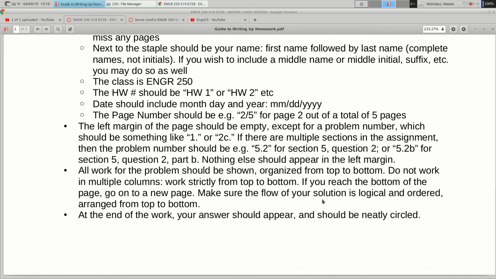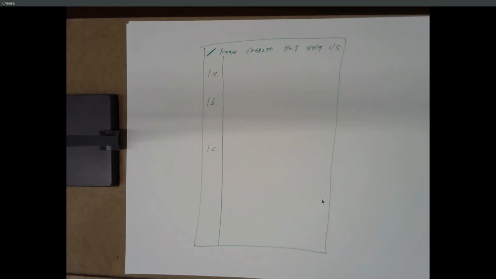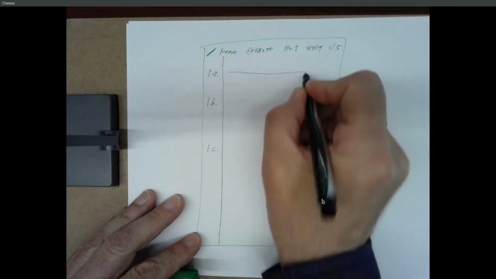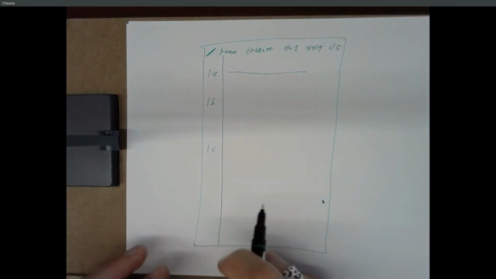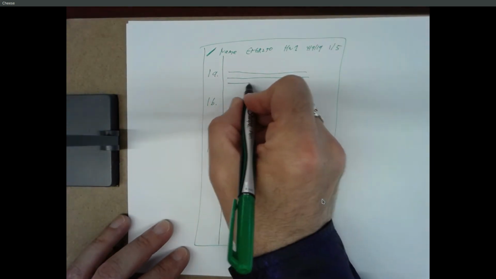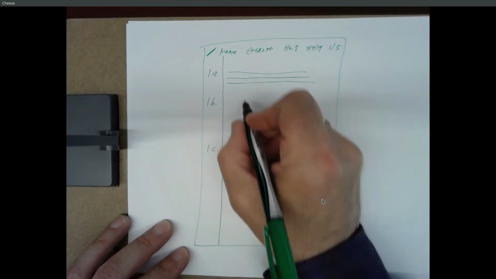Other engineering courses will tell you only one problem per page. I'm not going to do that because I'm already doing single-sided. So you can do multiple problems per page, as long as you have those problem numbers on the left side. Most important thing, your work should be organized. Where I say 1A, this is the beginning of the work for problem 1A, and what comes below it comes next logically in my stream of work. And down at the bottom is my answer.